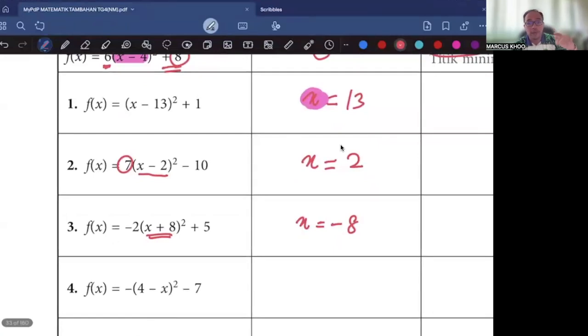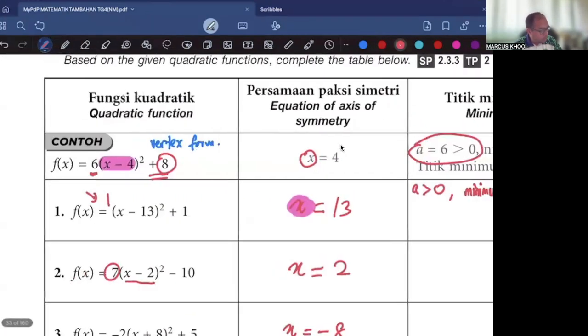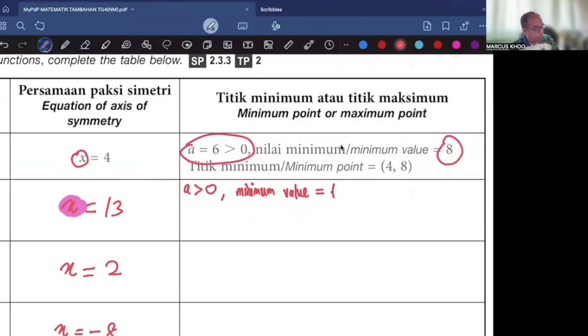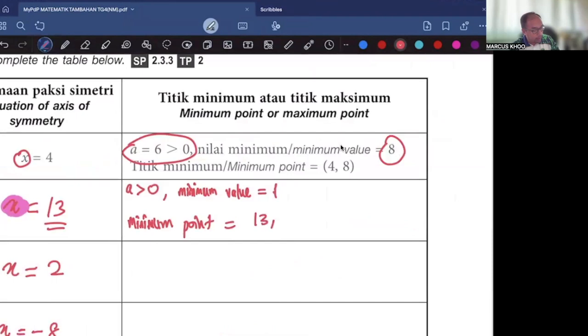The first question, f(x) is (x minus 13) squared plus 1. What is the number in front here? The number is 1. It's positive, right? So a is more than 0 because it's positive 1. So it's a minimum point. Minimum value, sorry. The minimum value equals, what's the minimum value? 1. So what is my minimum point? What is the x? The x is 13, the y is 1. So the minimum point is (13, 1).